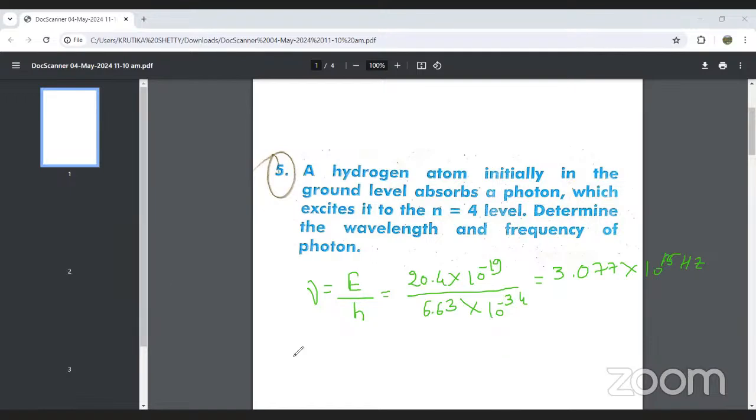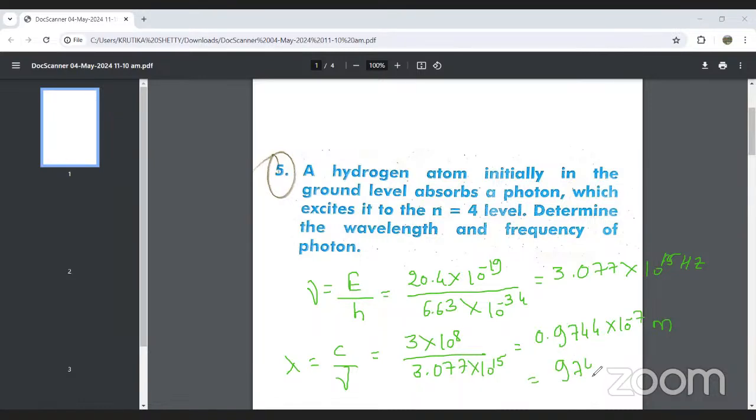Okay. What about the wavelength? The wavelength is equal to c divided by nu, which is equal to c, the velocity of light in vacuum, that is 3 into 10 raised to 8, divided by frequency, 3.077 into 10 to the power of 15. If you simplify this, you will get 0.9744 into 10 raised to minus 7. So wavelength, the unit is what? It is meter. Correct.